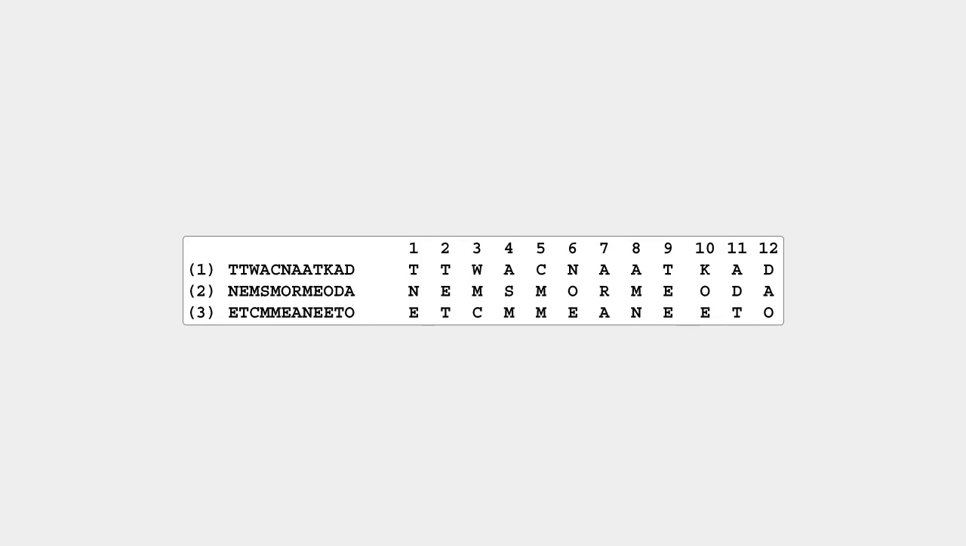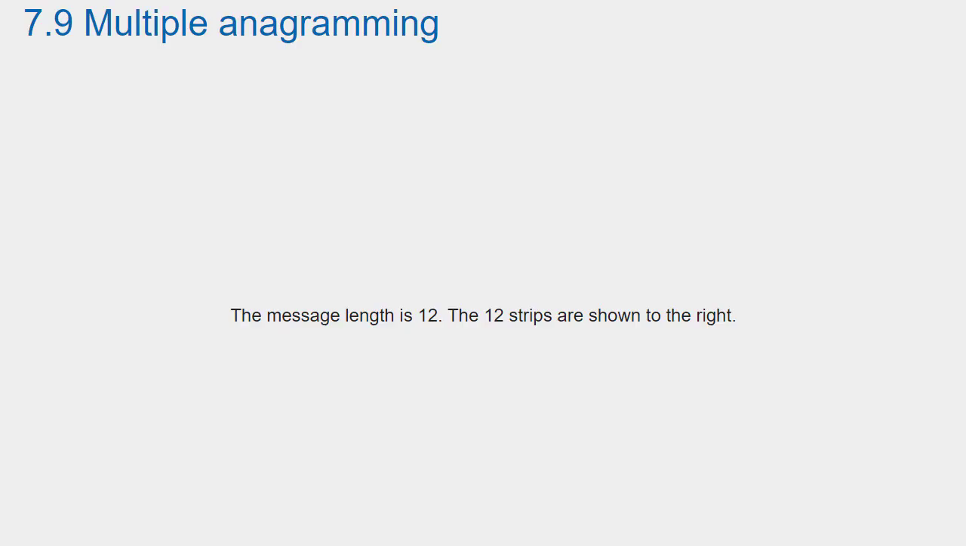Let's look at an example. Suppose we have these 3 cipher messages. The message length is 12. The 12 strips are shown to the right. Message 1 contains a K. Some likely letters to precede that K are C and N. Message 1 contains 1 of each. Message 2 contains a D. A likely letter to precede the D is N. Message 2 contains 1 N.